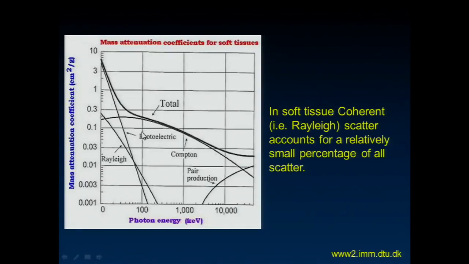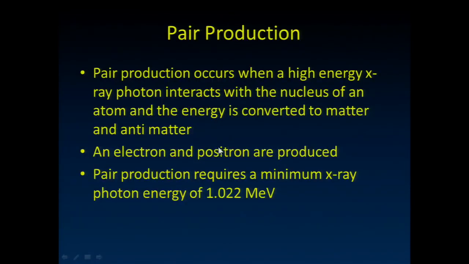Here's the total interaction from some of these different events. Notice that classic scatter, coherent scatter, or Rayleigh scatter, really drops off pretty quickly, and at 100 keV it's really dominated by Compton, which we're going to talk about. And photoelectric dominates fairly well lower down there, so we're going to ignore it here.